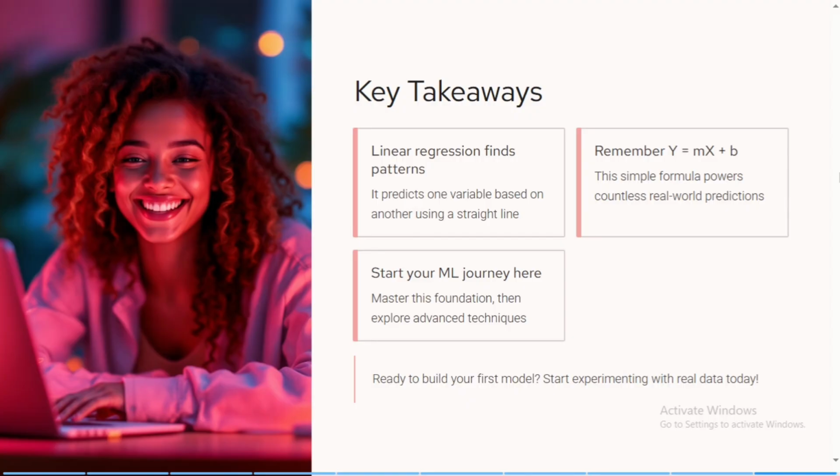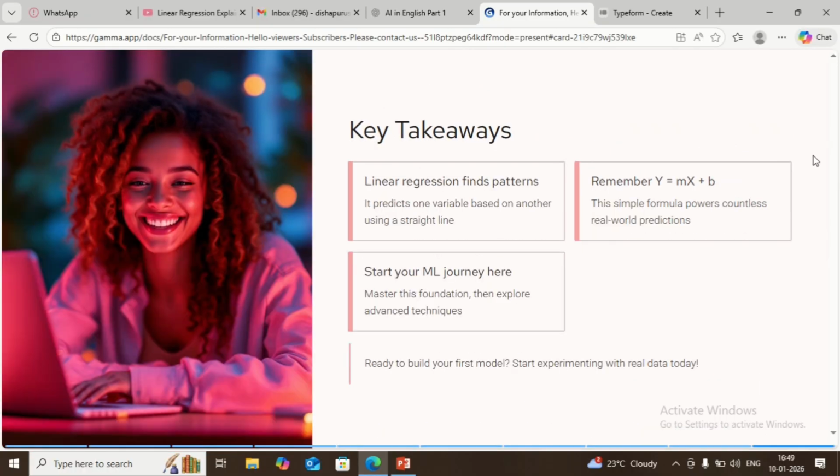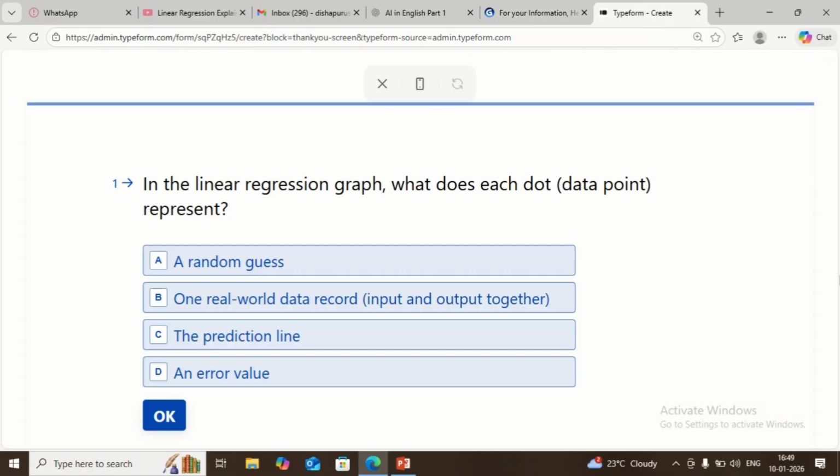Alright, it's time for the quiz. Let's have a quiz session now. So today's quiz questions are: first one, in the linear regression graph, what does each dot data point represent? A random guess, one real world data record, input and output together, the prediction line, or an error value. So select the option of your choice and mark that in the Gmail.